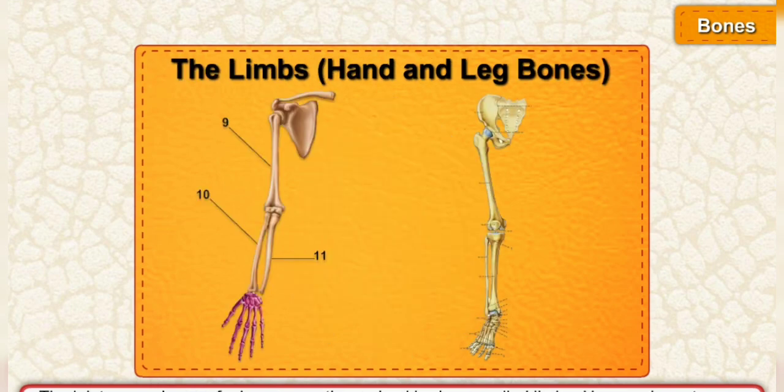The limbs, hand and leg bones. The joint appendages of a human or other animal body are called limbs. Humans have 2 pairs of limbs, forelimbs and hind limbs. The arms, hands and fingers are called upper limbs or forelimbs. Legs, feet and toes are called lower limbs or hind limbs. The longest bone in the body is the femur, which is the thigh bone.